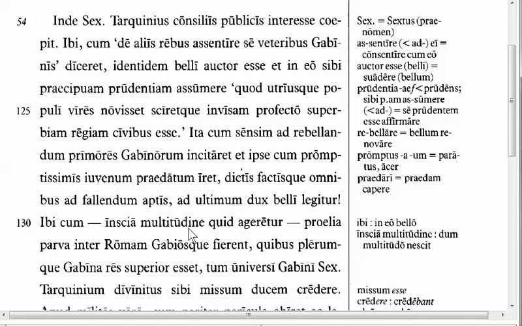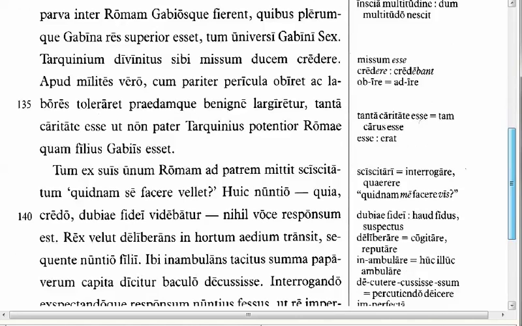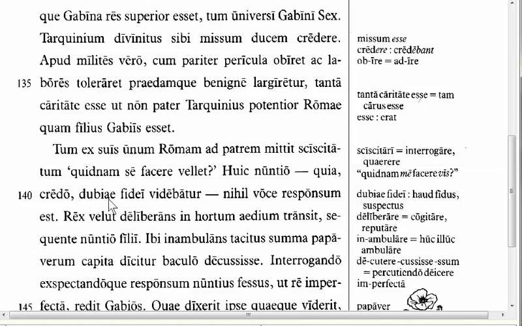The next new feature is in line 140. So here we have: huic nuntio, quia credo dubiae fidei videbatur, nihil voce responsum est. So to this messenger, huic nuntio, no response was made with his voice, or he said nothing. Literally, nothing was responded with the voice. Why? Quia, because I believe, this is a parenthetical statement by Livy, because I believe he seemed to be of doubtful trustworthiness. We would probably translate this as, because I believe he seemed to be untrustworthy.